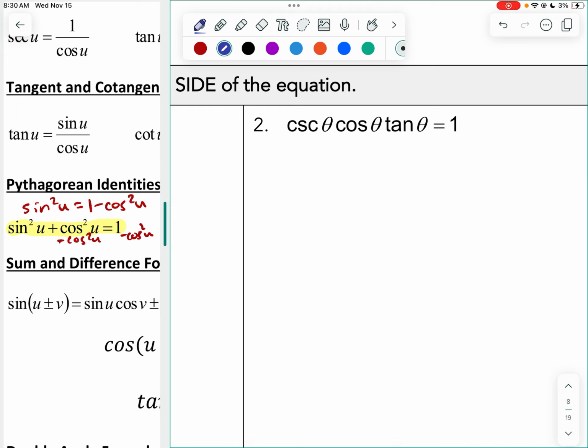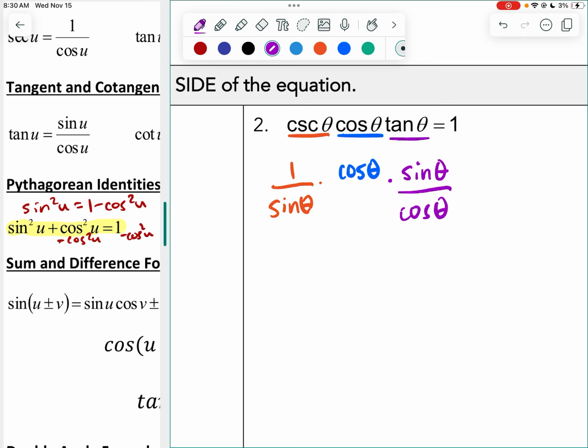So we have cosecant, cosine, tangent. So those are all smushed together, so that means multiplying. So let's break everything down into sines and cosines and see if that helps. So cosecant, that's 1 over sine. Cosine is just cosine, but that goes on top. And then tangent is sine over cosine. Okay, our goal here is to show that this all equals 1.